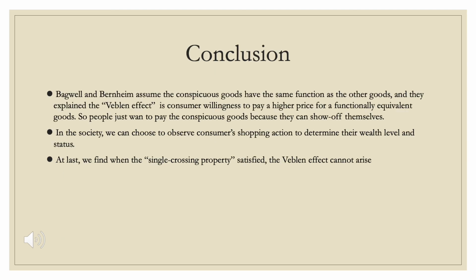In conclusion, Bagwell and Bernheim assume the conspicuous goods have the same function as other goods, and they explain the Veblen effect as consumers' willingness to pay a higher price for functionally equivalent goods. So people want to pay for conspicuous goods because they can show off themselves. In society, we can observe consumers' shopping actions to determine their wealth level and status. At last, we find that when the single crossing property is satisfied, the Veblen effects cannot be erased. Because conspicuous goods reduce expenditures on other goods and decline the marginal rate of substitution, conspicuous consumption is more costly for households with less wealth.